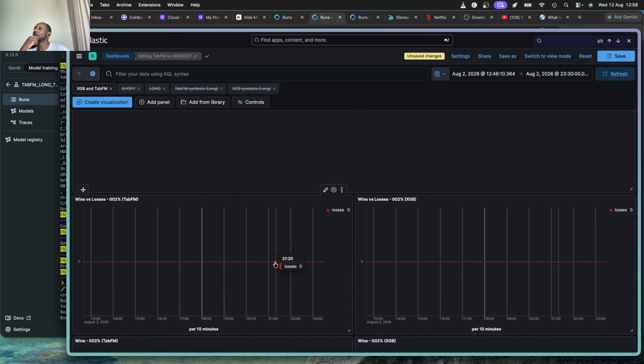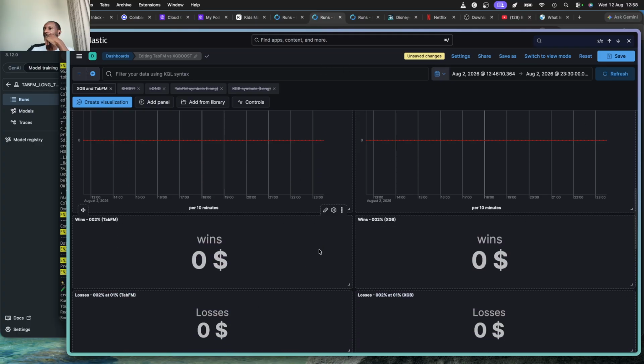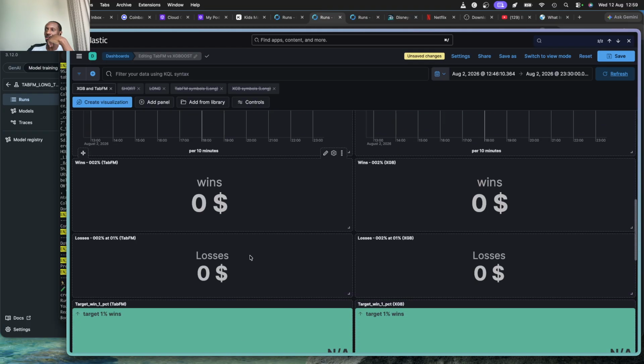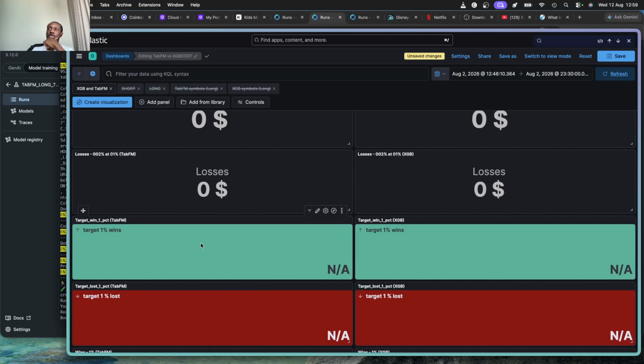Then you're going to have the wins versus the losses at a very specific threshold that we set. So let's say we wanted to take profit at 0.002% of assets. We'll do it there. And then here we'll have the wins in terms of monetary value, which, for now, don't pay attention to. The most important thing is to pay attention to the percentage: how much we're winning versus how much we're losing.